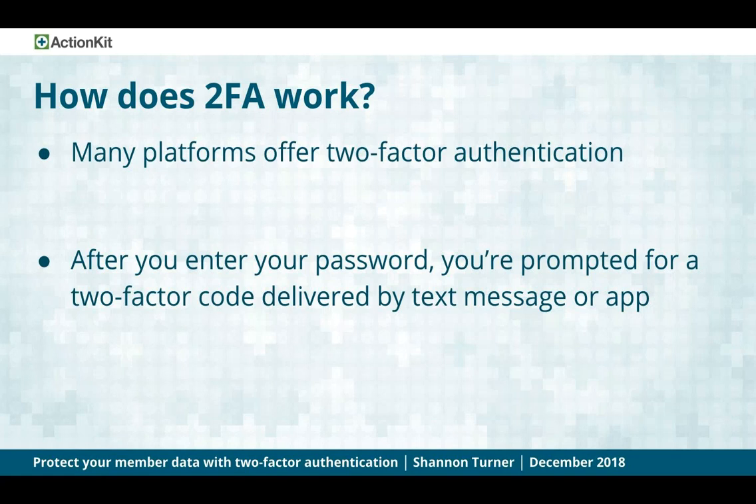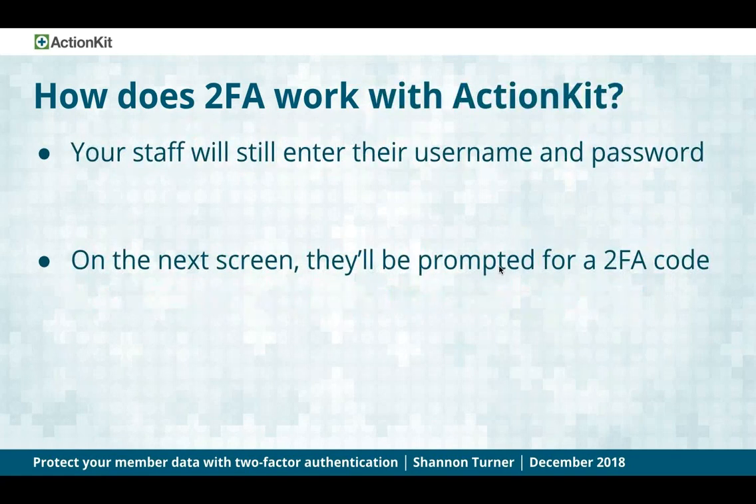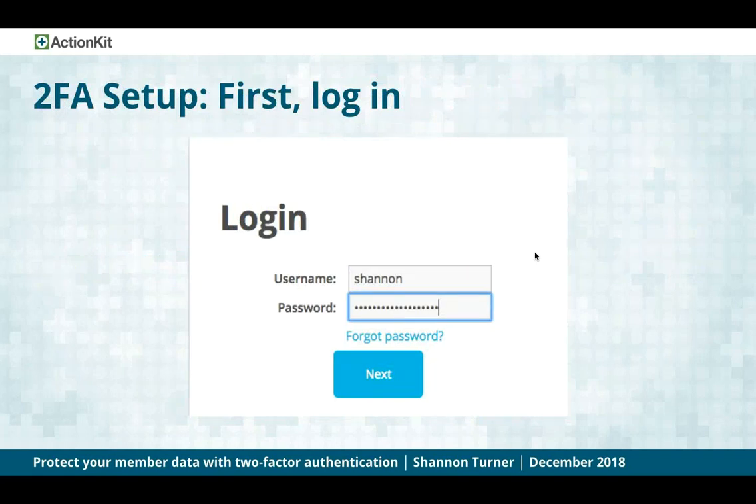Now, it doesn't just have to be a text message. There's also smartphone apps that will do the same thing, like Google Authenticator or Authy, for example. Two-factor authentication with ActionKit works pretty much the same way. You still need your username and password, but you'll also need a two-factor code to be able to log in. But how do we get this code in the first place? Well, let's take a look at how it works with ActionKit.